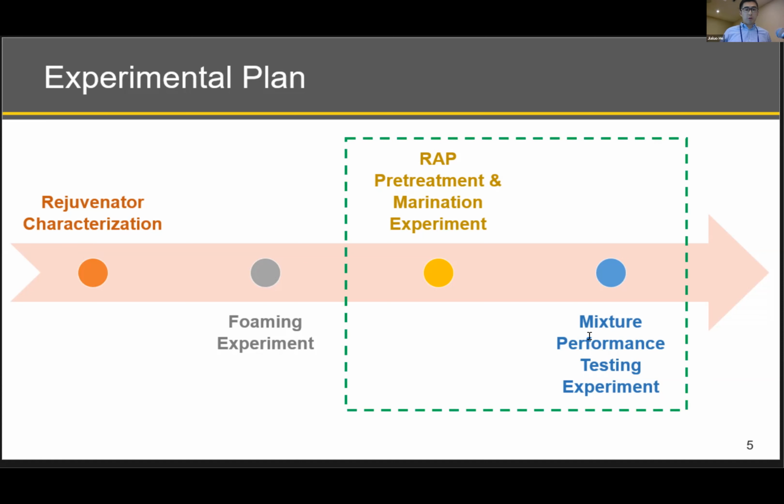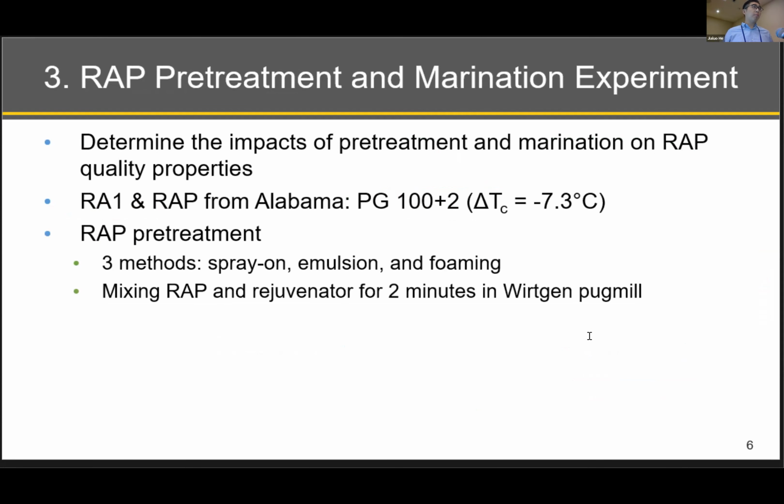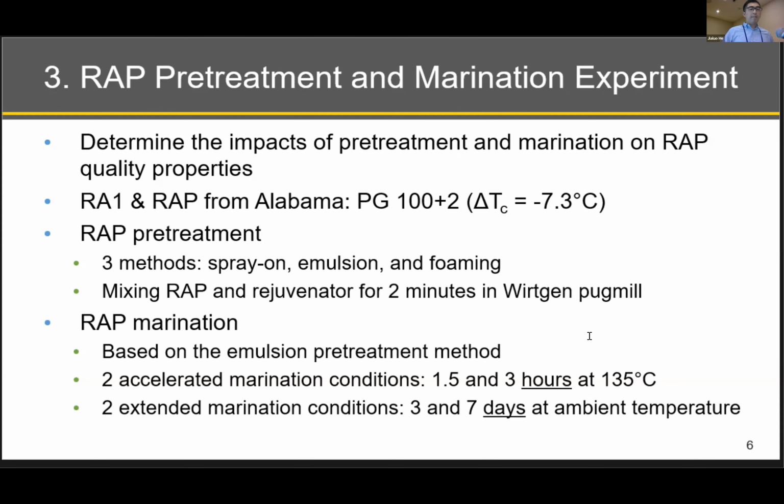For the sake of time for this presentation, what I'm going to focus on is the last 2 sections. So in terms of the RAP pretreatment and marination, the objective was to determine the impact of these two processes on the RAP quality characteristics. We used a very heavily aged RAP from the southeast part of the country, and we looked into 3 pretreatment methods: spray on, foaming, and emulsification. After that, we did the marination evaluation, looking into 2 very different marination conditions.